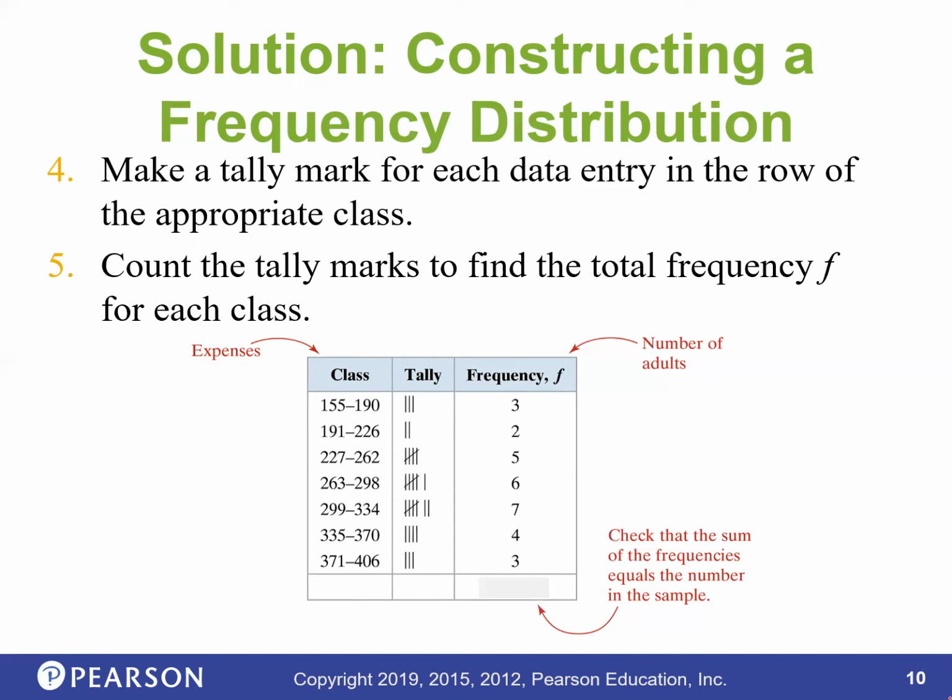Okay, now the question is this. If you count up all the frequencies, if you just write them up, so 3 plus 2 plus 5 plus 6 plus 7 plus 4 plus 3, what should you get as a sum on the bottom there? How come 30? Same number of data points we had, absolutely.